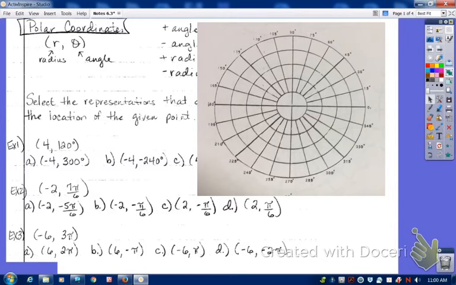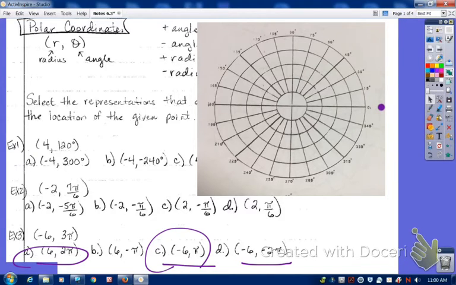Alright, so we're here. Is 6, 2 pi get us to the same spot? To the right 6, rotate counterclockwise 2 pi, yes? Yes. To the right 6, rotate clockwise negative pi? Yes. I heard a yes, I heard a no. No? How about -6, pi? How about -6, -2 pi? Just A and C. Does everybody get those?